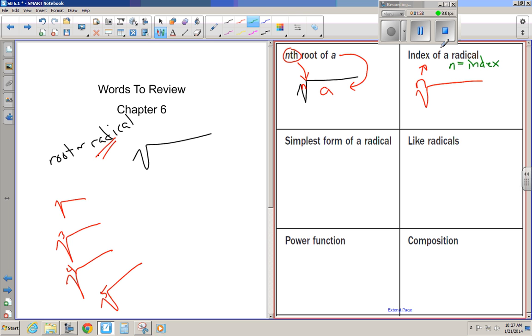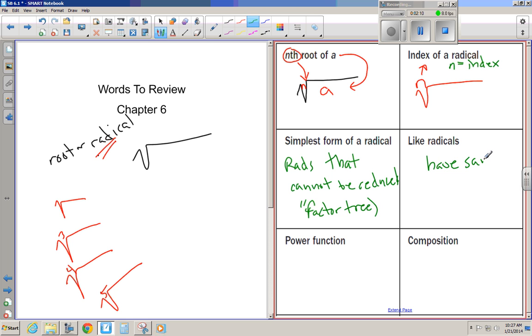Now the simplest form of a radical are rads that cannot be reduced. And we do this by factor tree. Like radicals have the same, they have the exact same index and the exact same radicand.